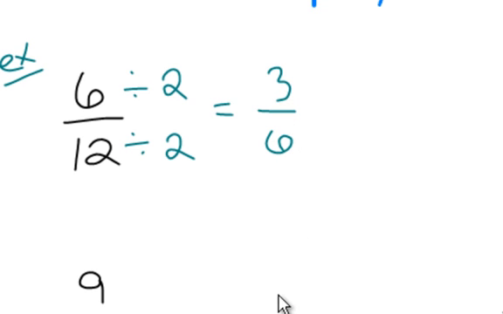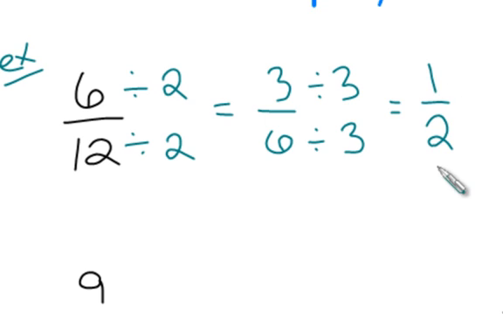But now look at 3 and 6. What can we divide both of those by? Victoria? Oop, not quite. 6 can't go into 3. 3. Very good. So we can do 3 divided by 3 and 6 divided by 3. What's 3 divided by 3? 1. What's 6 divided by 3? 2. Okay? So we're done here. We can't take anything out anymore.